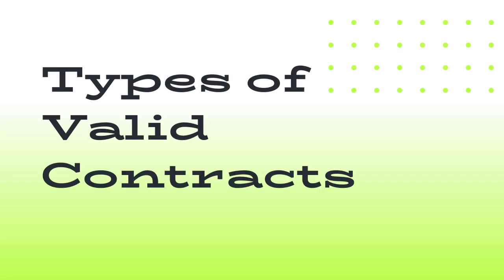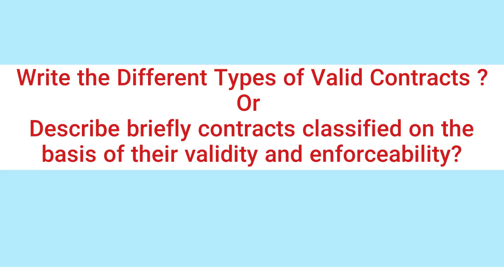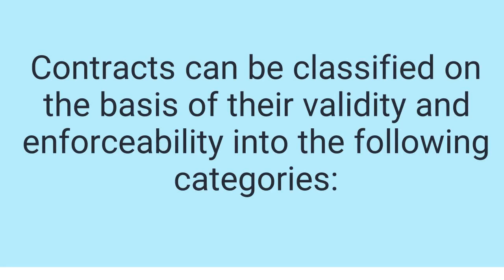Types of valid contracts. Write the different types of valid contracts. Or, describe briefly contracts classified on the basis of their validity and enforceability. Contracts can be classified on the basis of their validity and enforceability into the following categories.